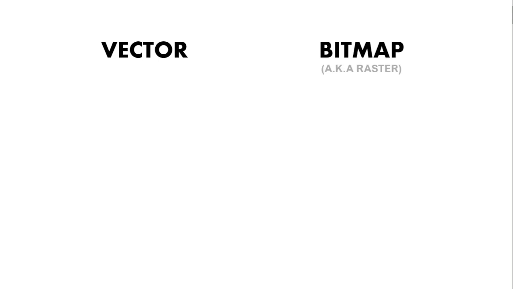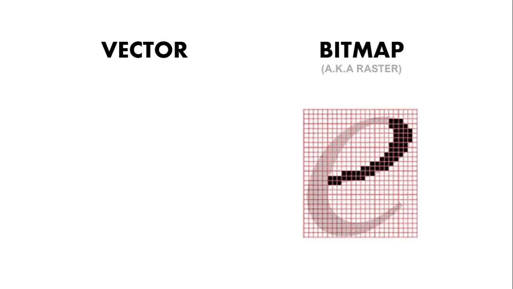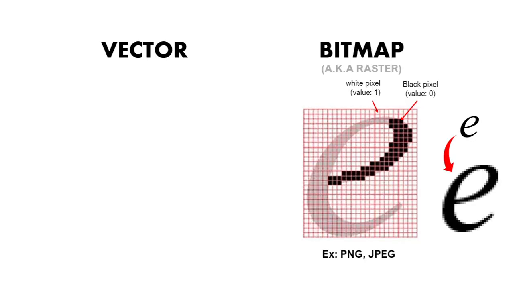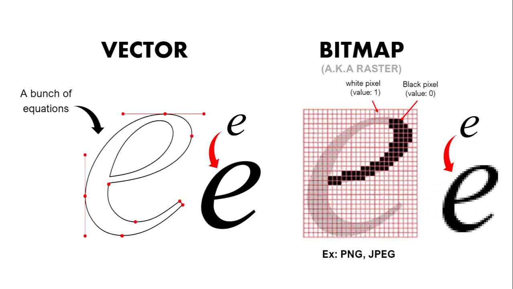When representing an image digitally, we essentially have two ways of doing this: using vectors or using bitmaps. A bitmap image is a rectangular grid of squares, each one of a particular color. By putting many of these squares together, called pixels, we build an image. On the other hand, a vector image is not made up of pixels, but of mathematical formulas.